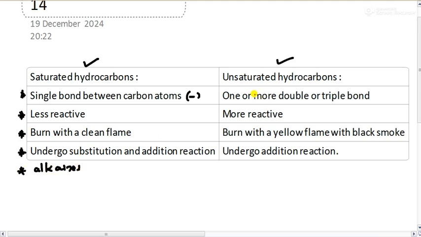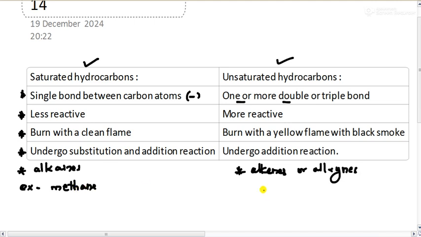Here in unsaturated they have one or more, that is double or triple bonds. They are also called alkenes or alkynes. You can write this as well. You can give one example also. For example, here methane, and here it could be ethene. Got it?